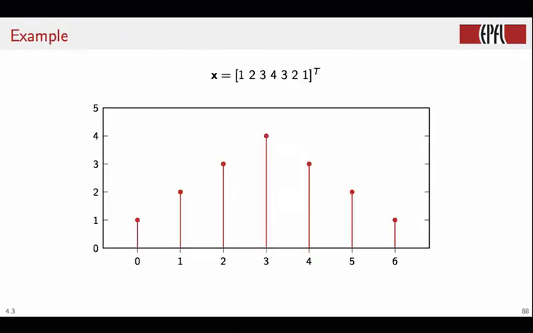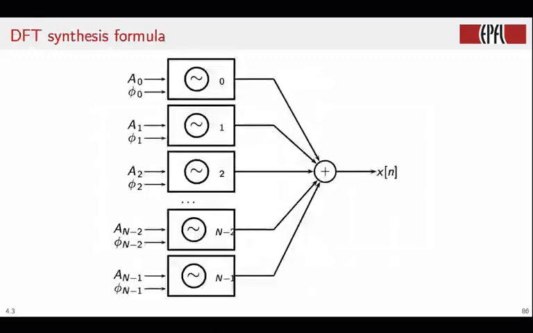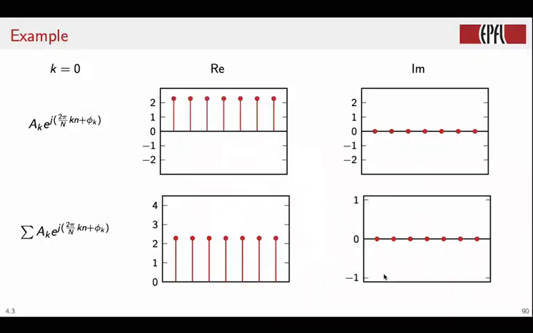So let's look at an example. Let's take a simple signal, a 7-point long signal that looks like a triangle, and we perform a Fourier analysis on this vector, and we get 7 Fourier coefficients that we list here in terms of amplitude and phase. Now we initialize the 7 generators with the A's and the Phi's that we found in the analysis part, and then we turn the crank 7 times, and we will sum the outputs together to obtain the original signal. So here is how it works.